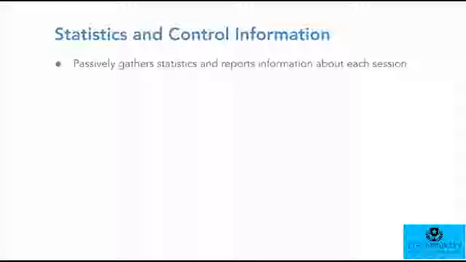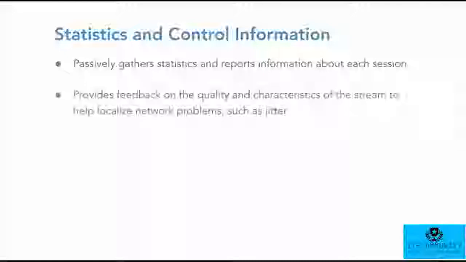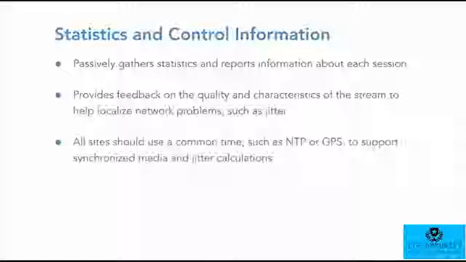Now, RTP creates a session for each media stream. Real-time control protocol controls the RTP session by passively gathering statistics and reports information about each session. Real-time control protocol then provides feedback on the quality of the data and characteristics of the stream to the media source and other session participants in order to help localize network problems such as jitter. All sites should use a common time source, such as Network Time Protocol or Global Positioning Satellite. This helps support synchronized media delivery and jitter calculations.